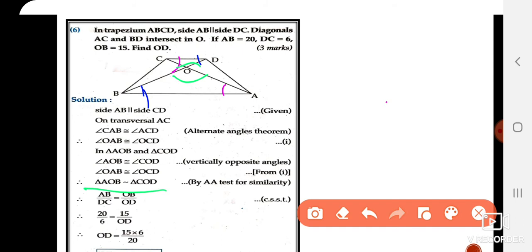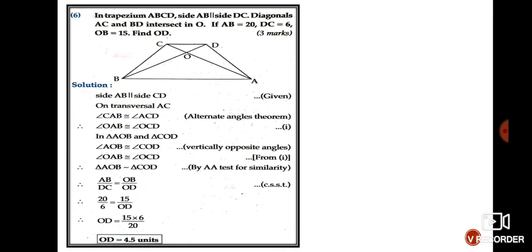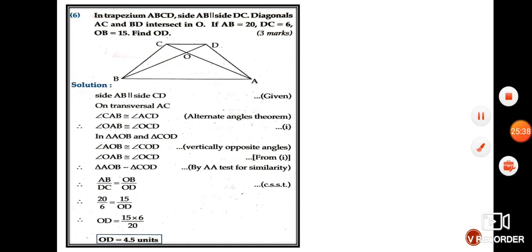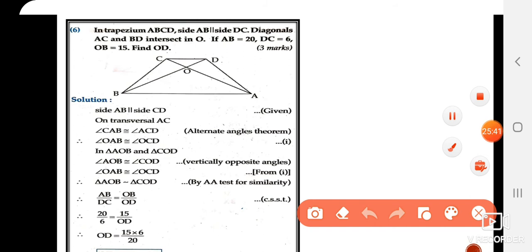So always remember, whenever you have these type of figures where it is a trapezium, you can take one as opposite angle and one as alternate angle and prove that they are similar by AA test of similarity. Okay, now here again they have proved that the triangles are similar, and then they have written the two corresponding sides over here. But I would always suggest, once you get it, better write all the three proportional sides.